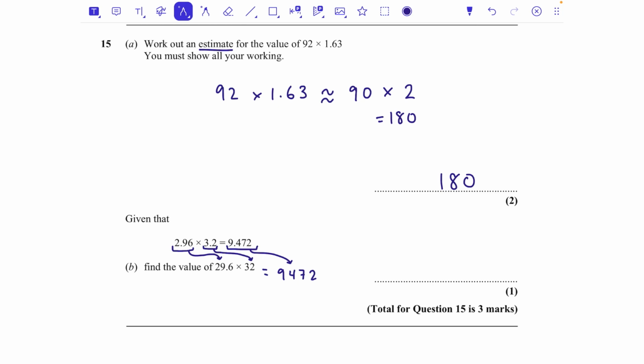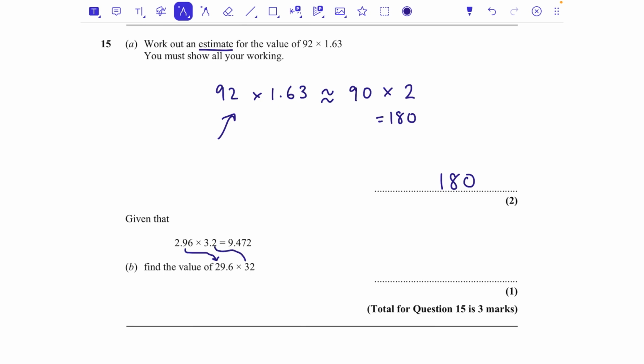So there's a couple of different ways you can do this. This is roughly, in a similar way that we did up here, it's roughly 30 times 30. And 30 times 30 would be 900. So it makes sense for me to put the decimal point here. I know that the answer is going to be close to 900. So that's one way you could do it. The other way you could do it is to say, well, this number has got 10 times bigger.